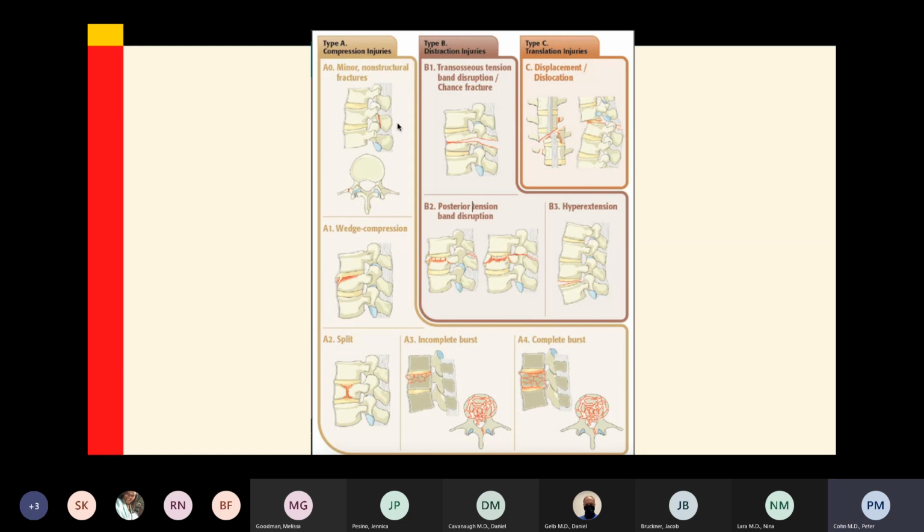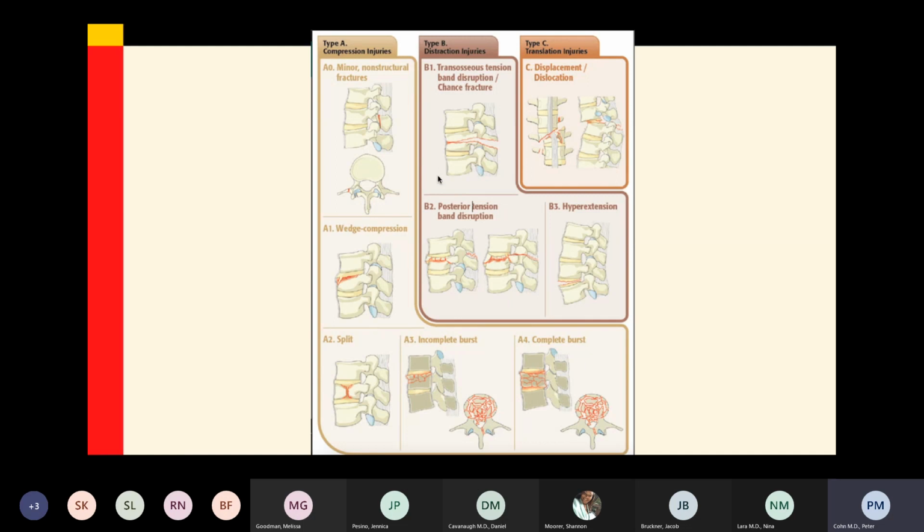So A0 fractures are TP fractures or spinous process fractures that are essentially non-structural and basically unimportant. A1 fractures are wedge-type compression fractures. A2 fractures are more, I would almost call this a burst fracture, but for the classification, it's a wedge compression with a coronal split. And there's some evidence that these have higher rates of non-union. An A3 fracture is an incomplete burst, meaning superior or one end plate involvement, and a complete burst would have involvement of both end plates.